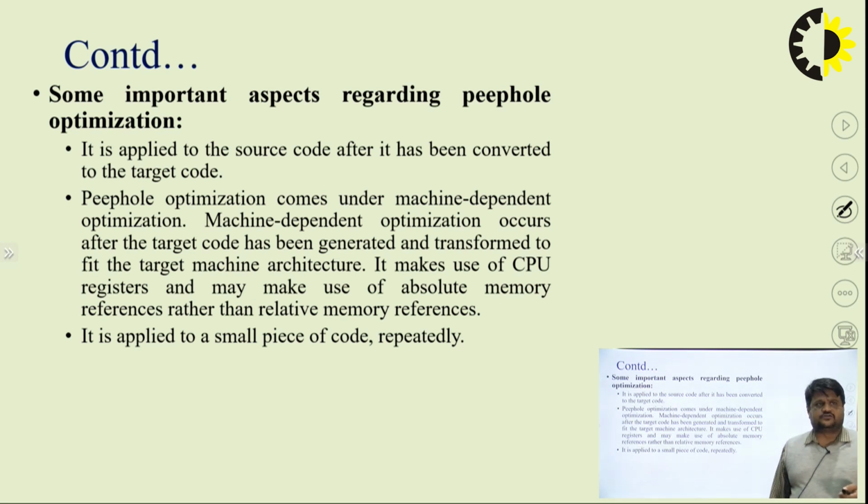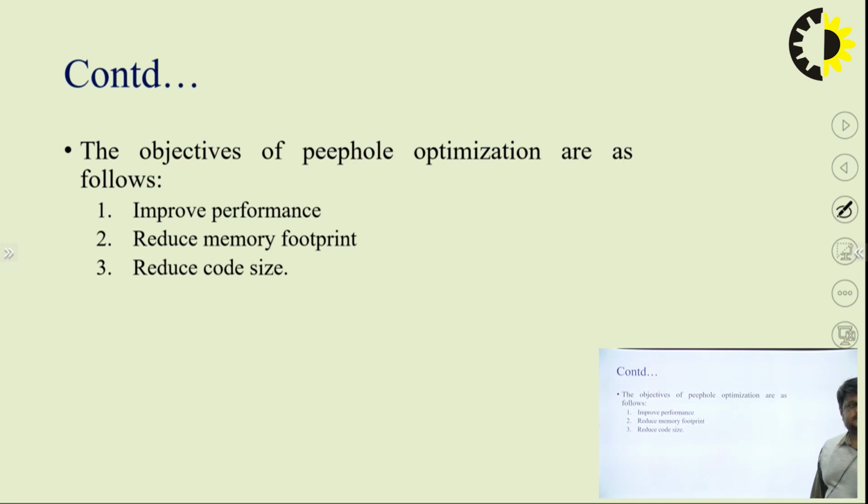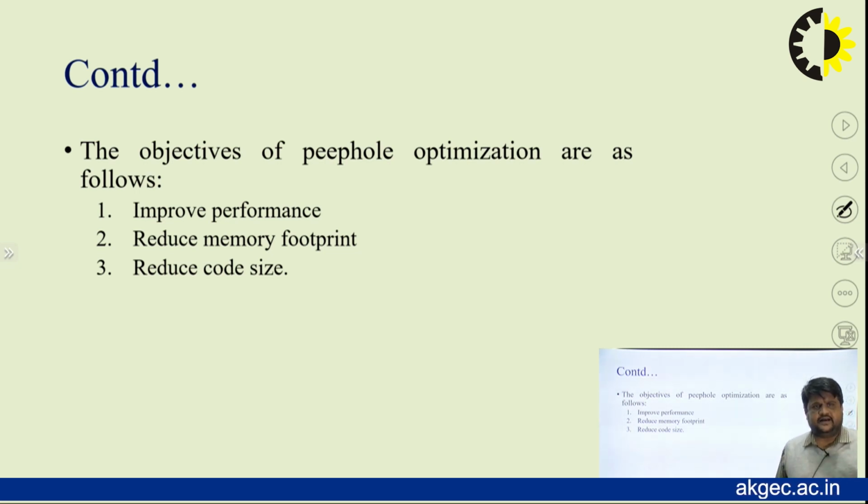Basically, it is applied to the code after it has been converted to the target code. Peephole optimization comes under machine dependent optimization. Machine dependent optimization occurs after the target code has been generated and transformed to fit the target machine architecture. So it makes use of the CPU registers, and may make use of absolute memory references rather than relative memory references. Another aspect is that it is applied to small pieces of code repeatedly. The major objectives of peephole optimization are to improve the performance of the code, reduce the memory footprint, and reduce the size of the code.